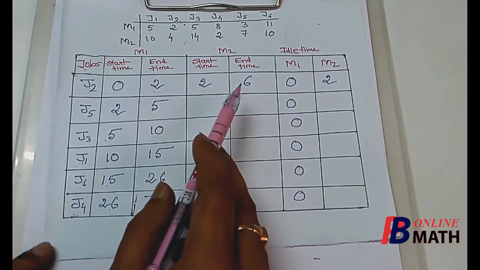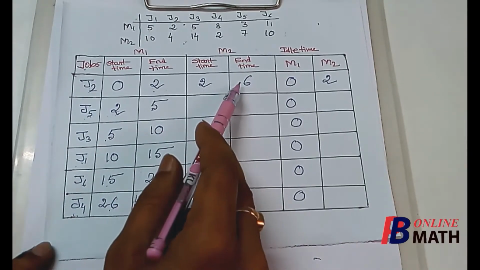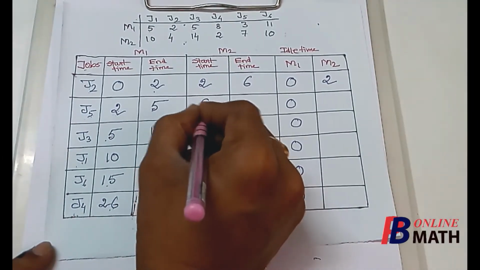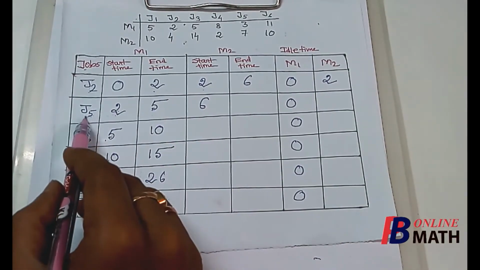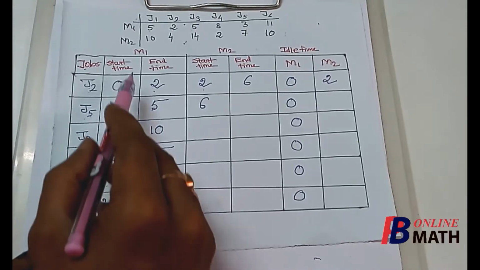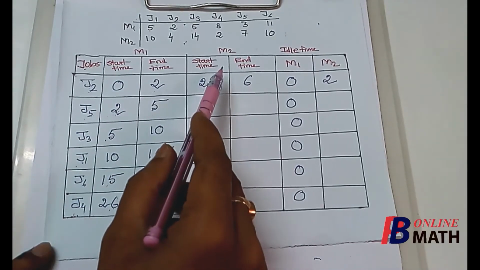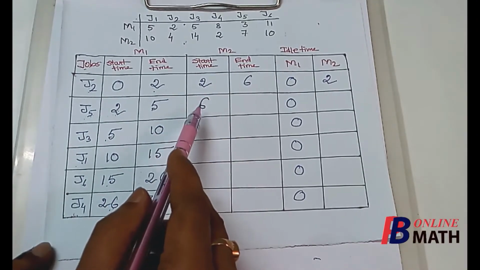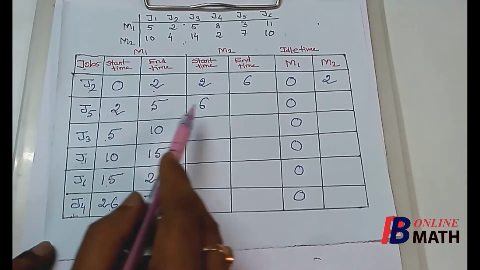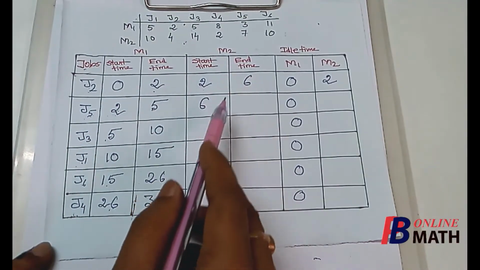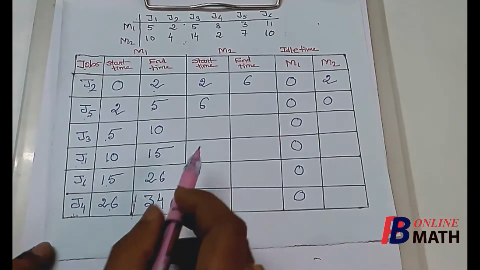Now we find that the machine M2 is ready to process the second job after 6 units of time. So it can process the next job after 6 units of time, and the next job J5 is released by machine M1 after 5 units of time. So when the machine M2 starts processing the second job, it is already released by the machine M1. So the machine M2 does not remain idle here. So the idle time is 0.